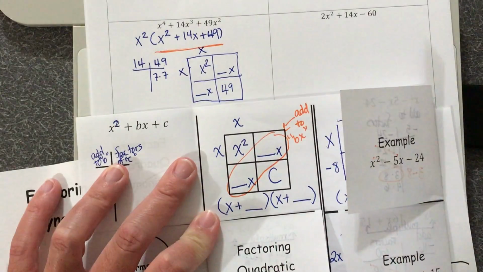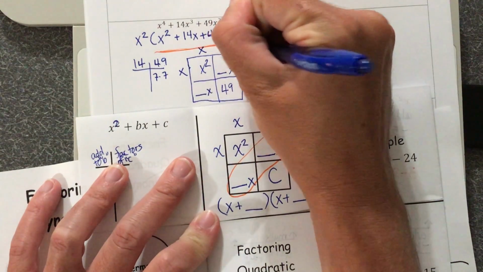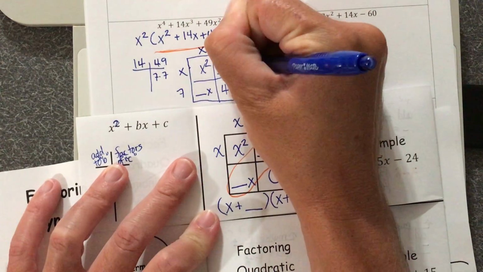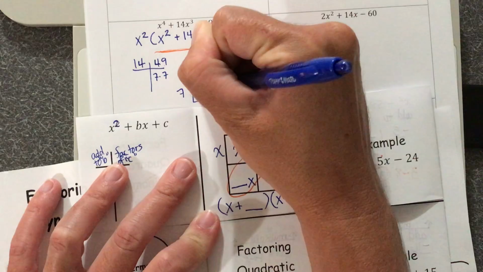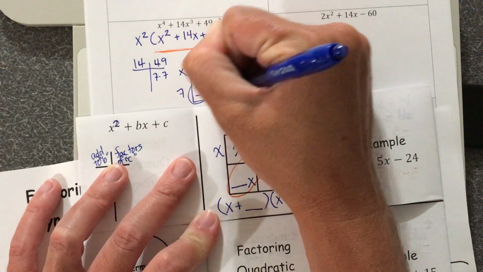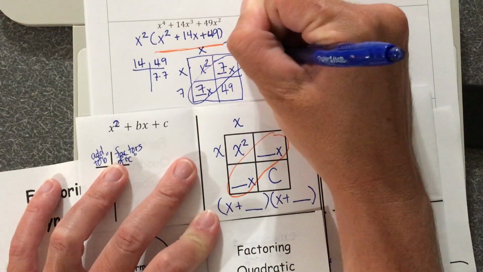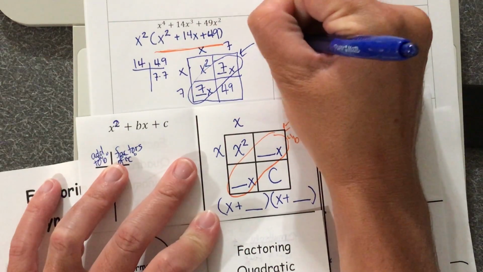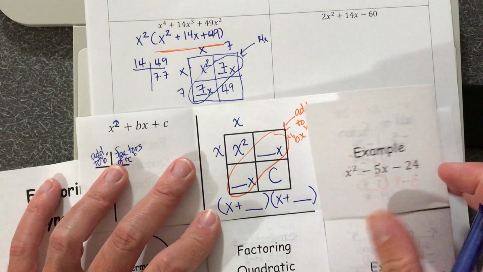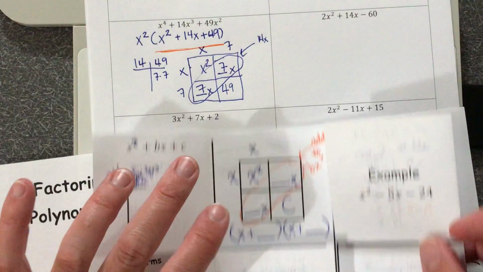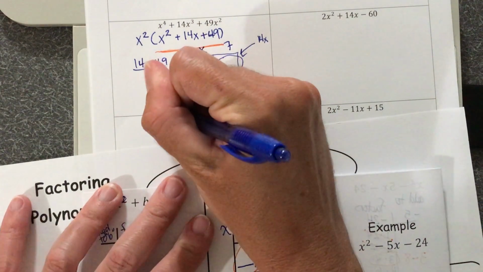So 7 times 7 is 49, which means that's going to be the 7x and that's going to be the 7x. And that indeed adds to 14x. So it looks like we've got our factors. x plus 7 and x plus 7 are my factors.